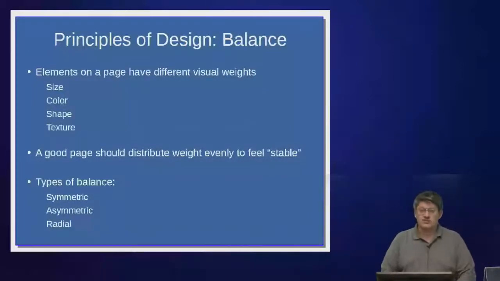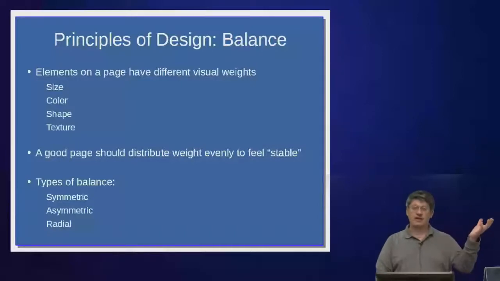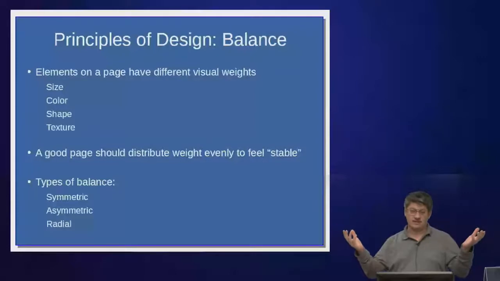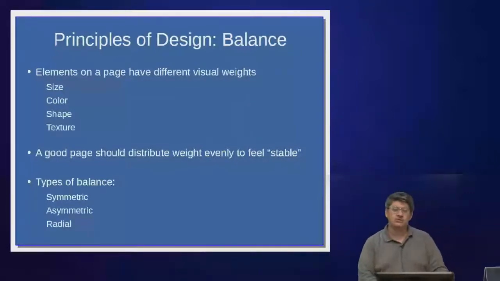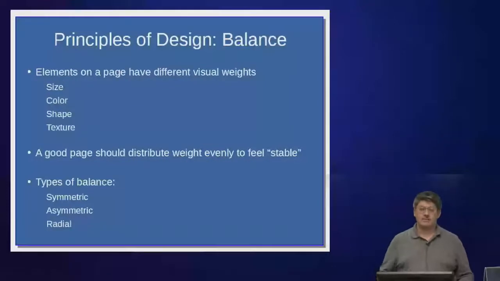Now, there are different ways to accomplish this. The easiest is what's called symmetric balance. Symmetric balance means that not only do we try to balance the page, but we do it in a particular way. We have elements that have the same weight in all the regions of the page. So for example, if I have a large graphic on the left, I should balance it with a large graphic on the right side of the page. That's symmetric balance.